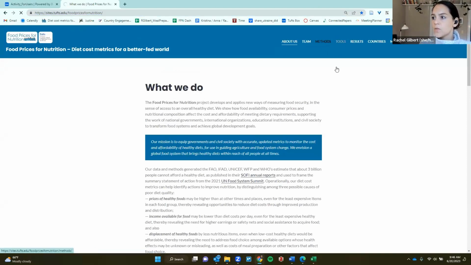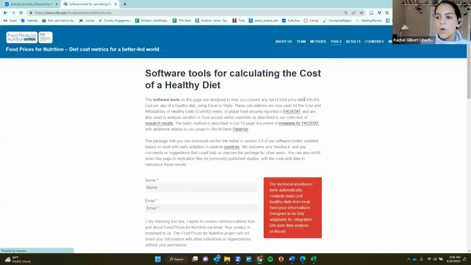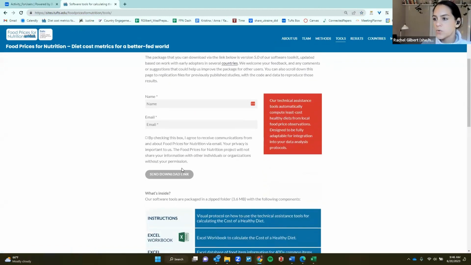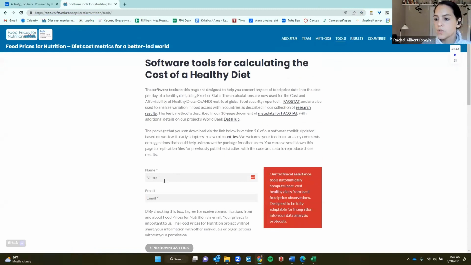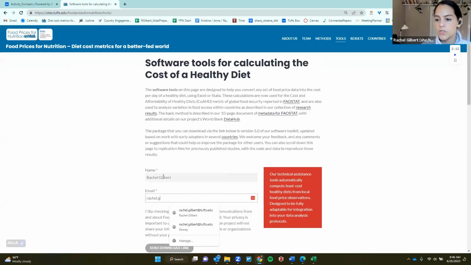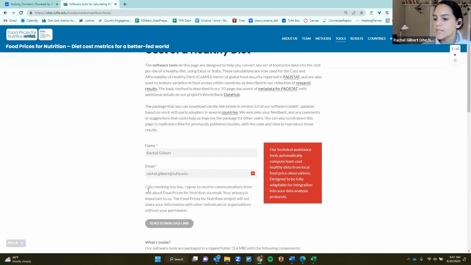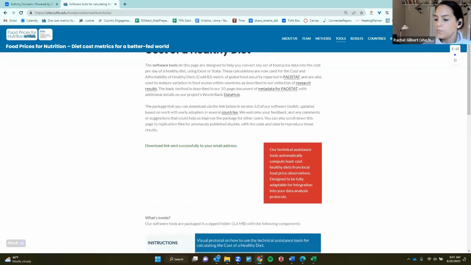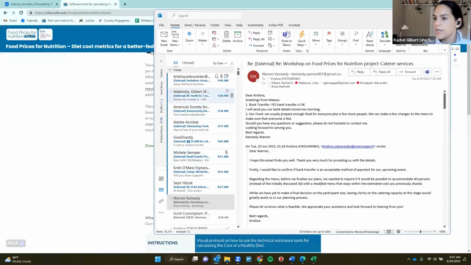On the tools page, we have a description of a little bit of what Anna showed you, but what you can do is download the tools. It's quite easy. You would just type in your name. The reason we collect your information is just so that we can update you when we make any changes to the toolkit. These are always a work in progress. We're always trying to make them better and easier to use. So you just type in your name and your email address, and you can download the full toolkit. You'll get a link to your email.